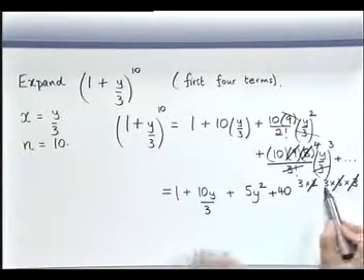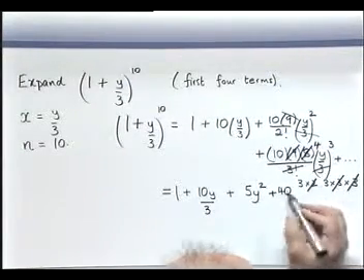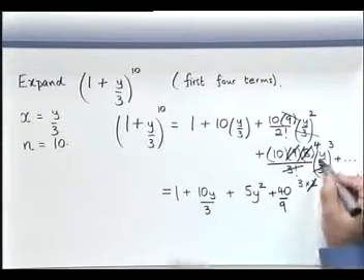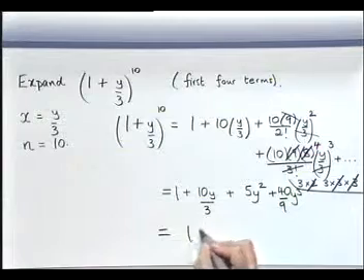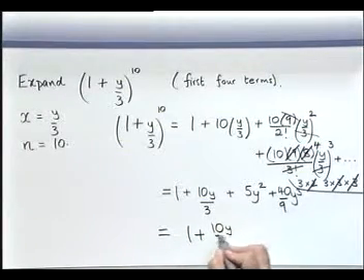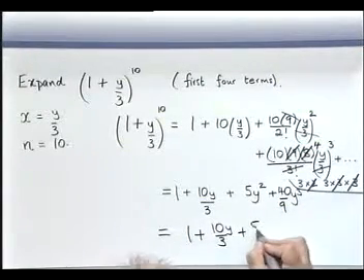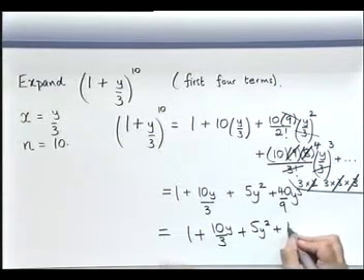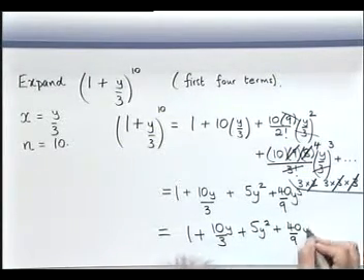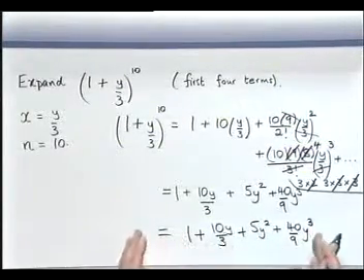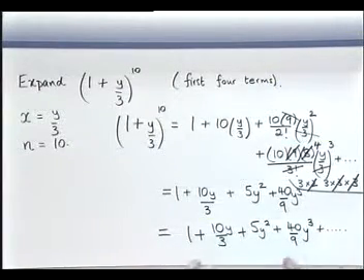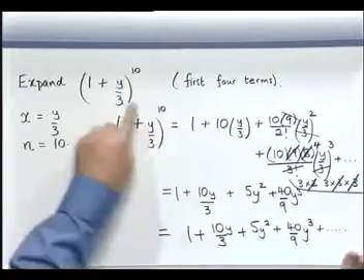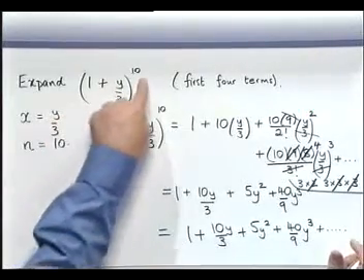And at the bottom, we'll have 3 multiplied by 3, which is 9. And there'll be a y cubed. So altogether, we've 1 plus 10y over 3, 5y squared, and 40 over 9y cubed. And those are the first 4 terms of a series which will actually continue until you get to a term involving the highest power, which will be a y over 3 to the power 10.